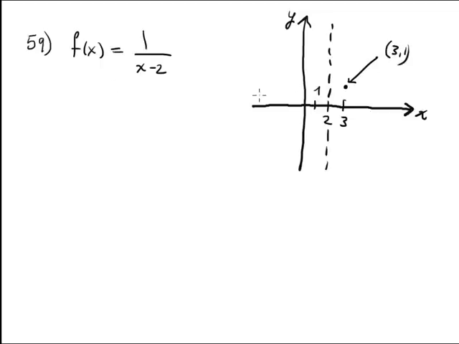Likewise, x equals 1: 1 minus 2 is -1, and 1 over -1 is -1. So we have another point, (1, -1). I know that the reciprocal function has one vertical asymptote and one horizontal asymptote, which is exactly on the x-axis. Approximately, the graph will look like that, asymptotically approaching.